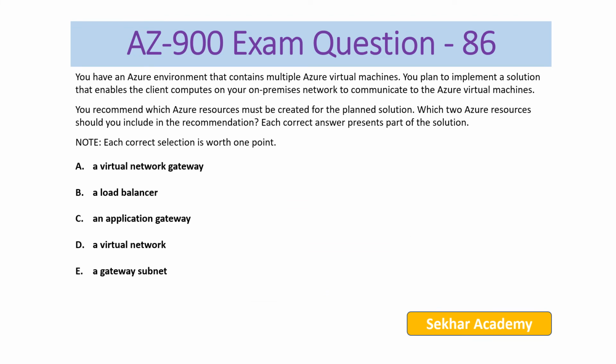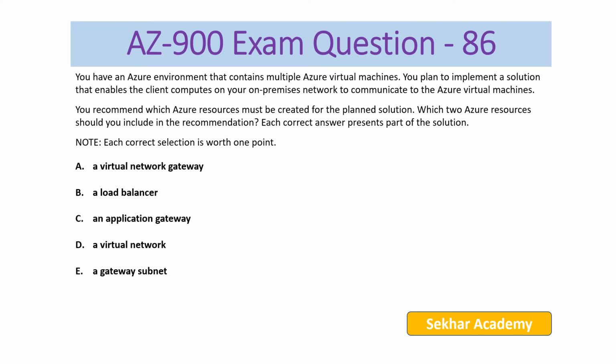AZ-900 exam question number 86. You have an Azure environment that contains multiple Azure virtual machines. You plan to implement a solution that enables the client's computers on your on-premises network to communicate to the Azure virtual machines. You recommend which Azure resource must be created for the planned solutions. Which two Azure resources should you include in the recommendation? Each correct answer presents part of the solution. So note, each correct selection is worth 1 point.